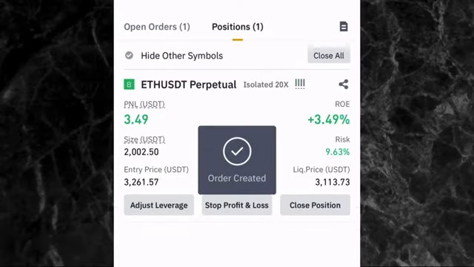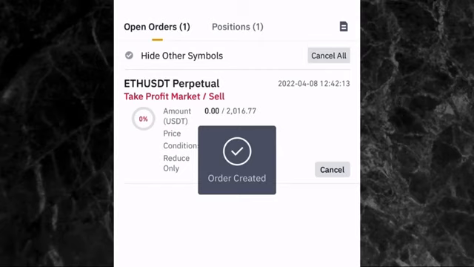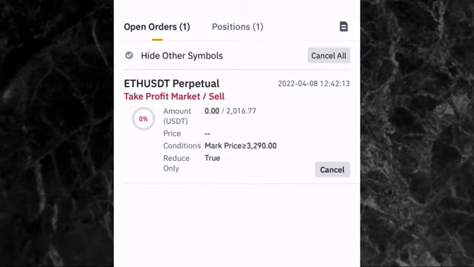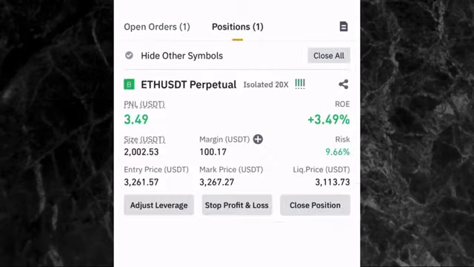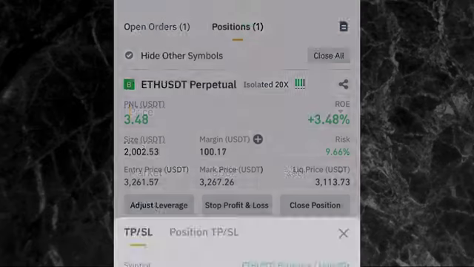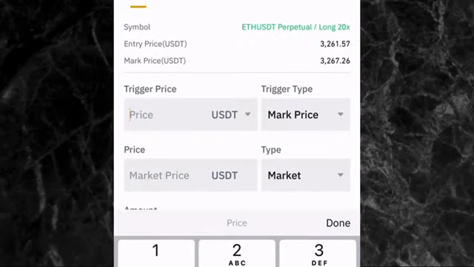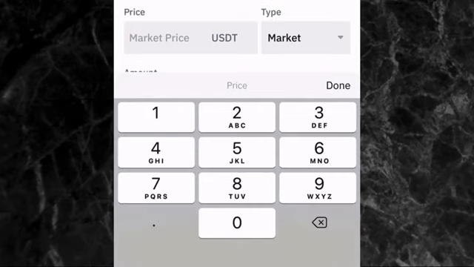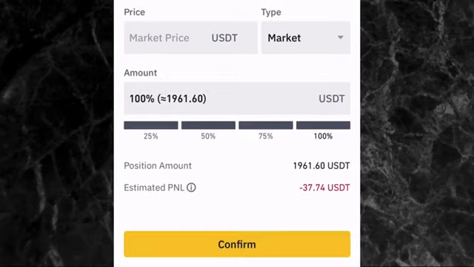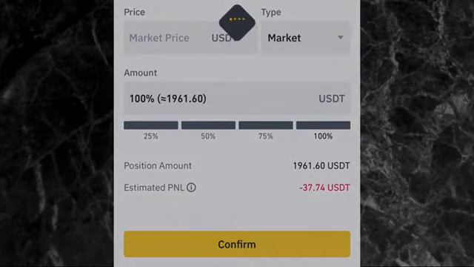Now that take profit, you will see it under open order. Now, if you also want to set your stop loss, let's go back and set it. Let's say we want to set our stop loss to be $3,200. This means that if the price should go down to $3,200, you can see at the bottom side that you are going to be losing $37. So you just tap on confirm.